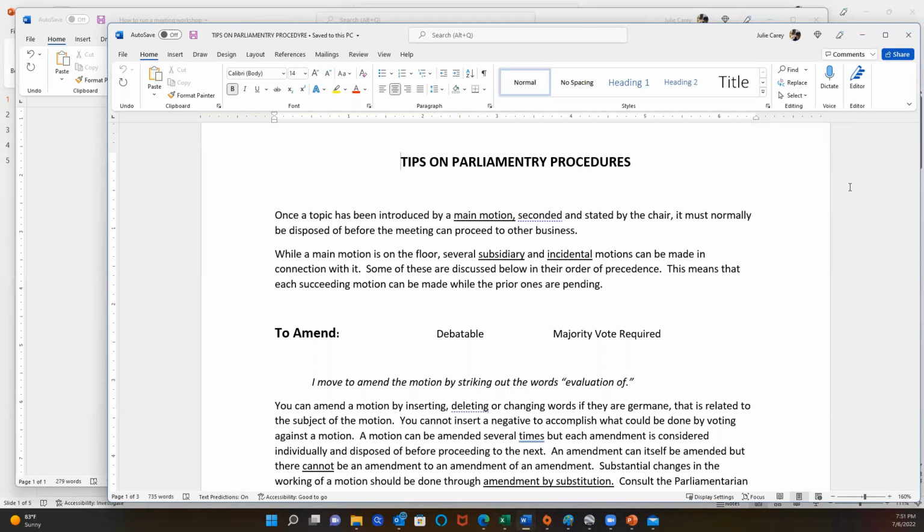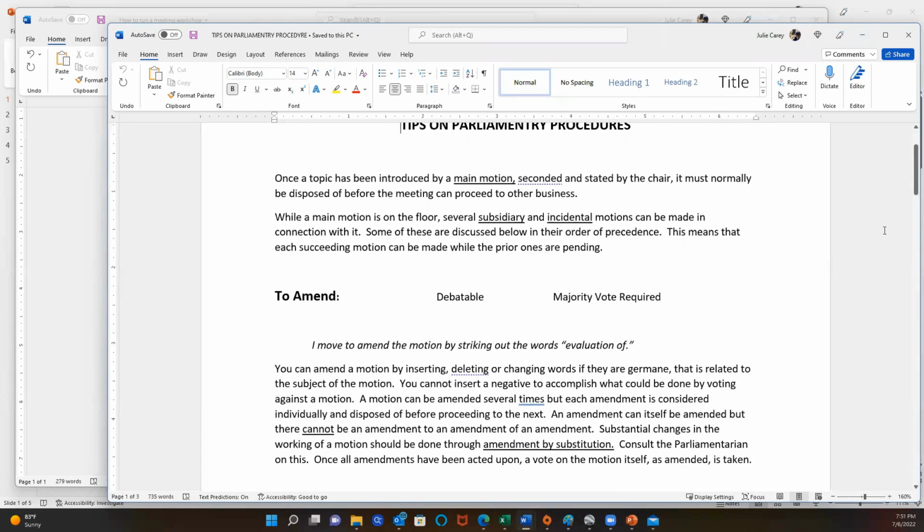So to amend the main motion, it needs a second, it's debatable, and it needs a majority vote. And if it's accepted, then the main motion is amended. So you'll have different words, same motion, but some different words in it.